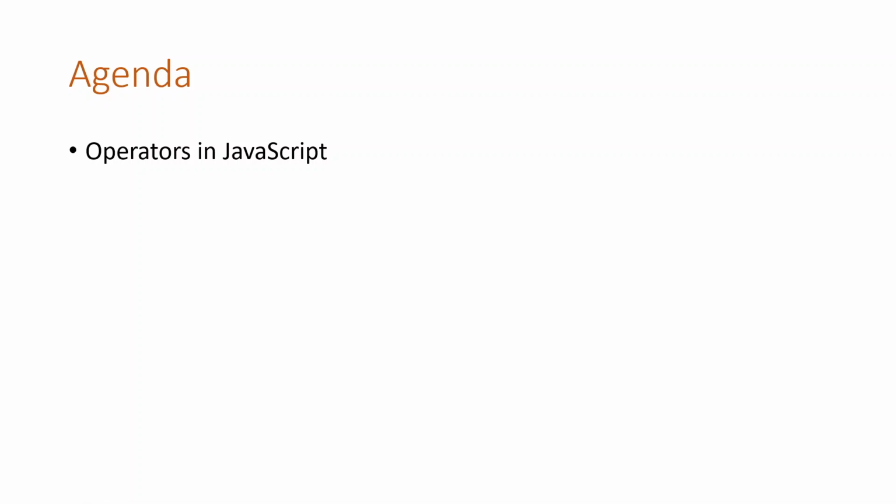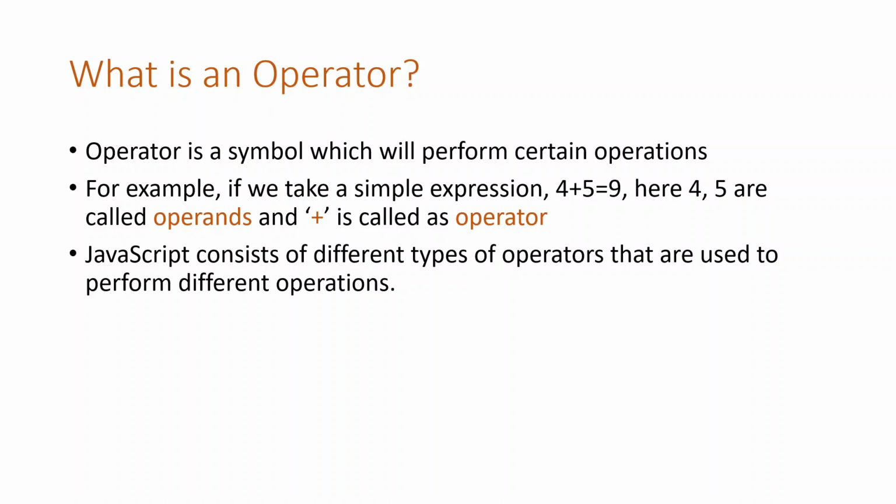In today's video, we'll be seeing operators in JavaScript. So first of all, what is an operator? An operator is a symbol which performs certain operations. Suppose in one mathematical calculation, 4 plus 5 equals 9. Here 4 and 5 we can call operands, and the plus symbol is an operator.